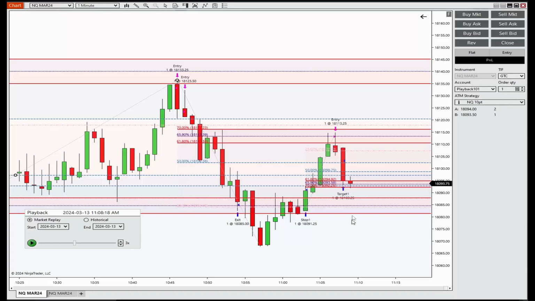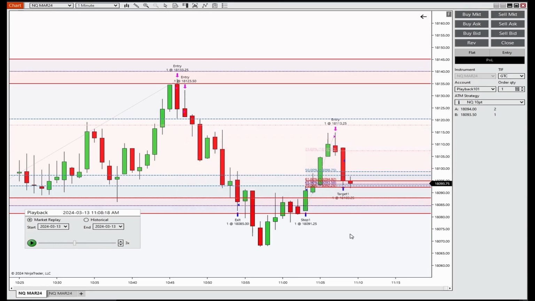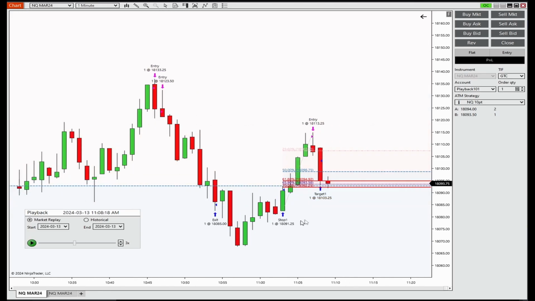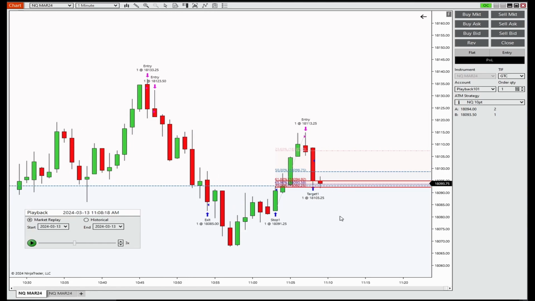I'll draw that back up again. Right? So we've got this. I don't expect this high to get taken. Right? So this is your area of interest for people that are looking long. What happens if this area gets respected here? We trade back up at minimum to the 23.6.